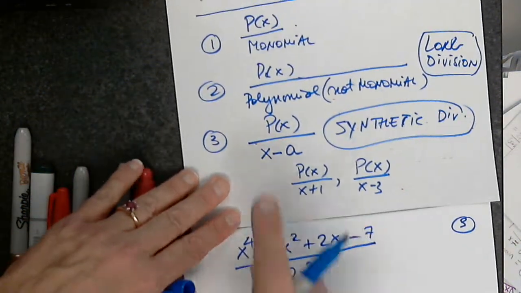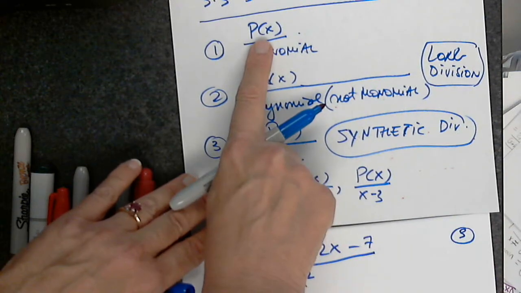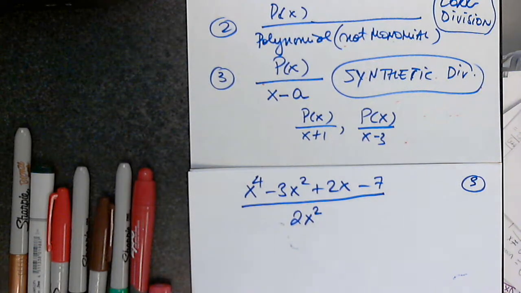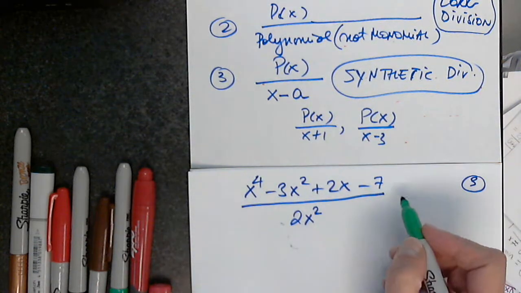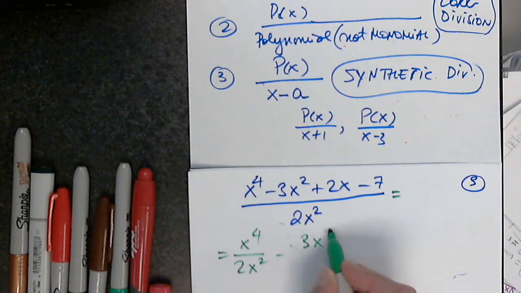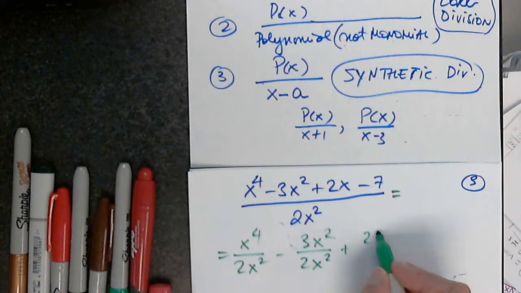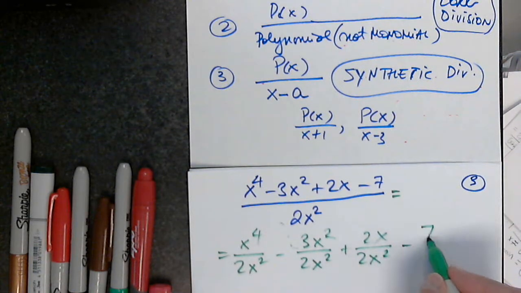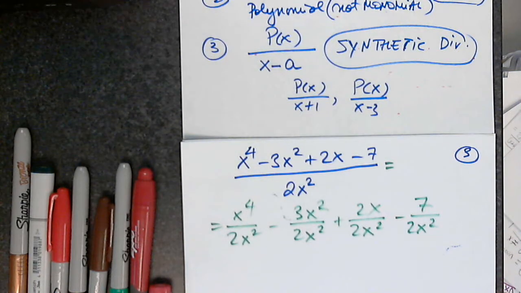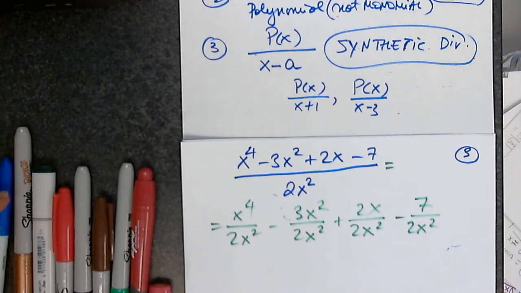This is exactly this case, in which I have a polynomial, whatever polynomial, and just one term, a monomial in the denominator. The only thing I can do here is split it in 4 fractions. Why 4? Because the numerator has 4 terms. And simplify. So I have x to the 4th over 2x squared minus 3x squared over 2x squared plus 2x over 2x squared minus 7 over 2x squared. And if you say, and what did you accomplish? I will say not much. I will have to agree. But that's the only way.